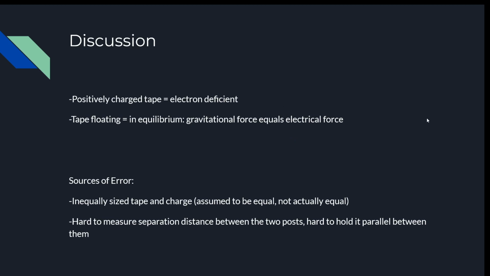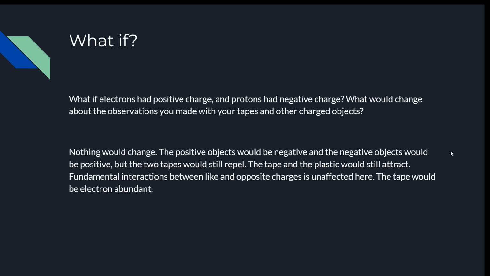Possible sources of error could come from unequally sized tape and charge, as we assume those to be equal, but they're not actually equal. This is also where discrepancies between the model and the real-world calculations arise. Furthermore, it's difficult to measure the separation distance between the two posts and hard to hold the tape parallel between them. So this could cause some small discrepancies between the model and actual calculations.